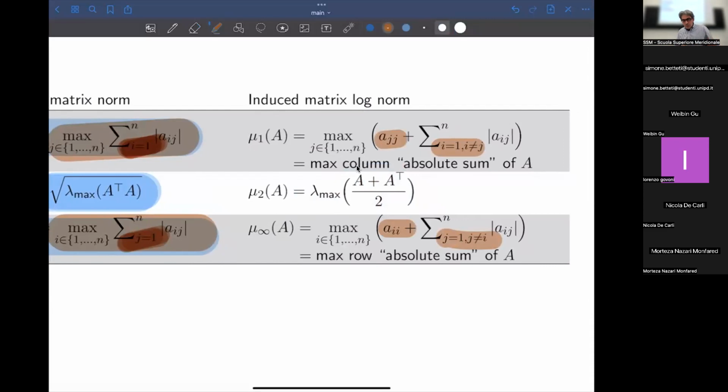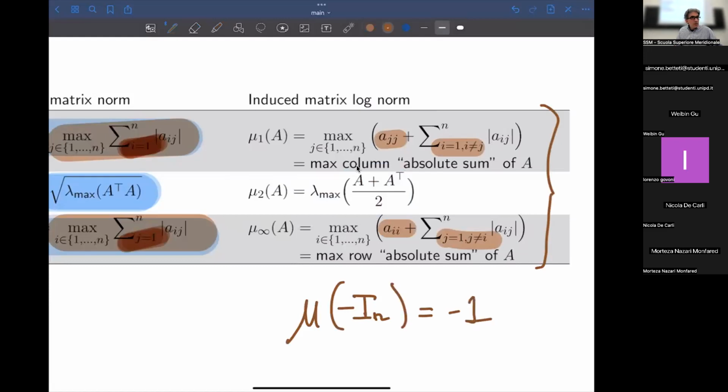That's very helpful because it turns out that if I give you, for example, the matrix minus identity in dimension n, then you will see that all these 3 formulas will give you that mu of this is equal to -1. Well, why is that the case? Well, the off-diagonal entries are all 0, so this is 0. That's 0, and -1, max of entries all equal to -1, it's -1. And then if I do A plus A transpose divided by 2 of a symmetric matrix, the identity is symmetric, you get the matrix itself. And then the largest eigenvalue of the matrix equal to -1, well, it has n eigenvalues equal to -1, right?